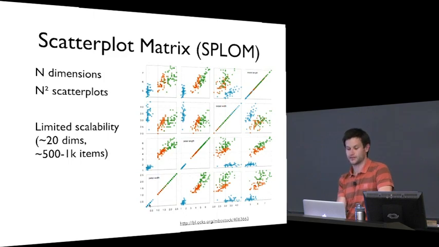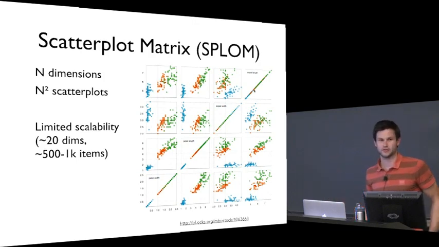And the diagonal is projecting, of course, the same dimension to itself, so A to A, and it doesn't give you a lot of information. So you could remove this as well. And what people do often in that case is to replace the plots along the diagonal with, for instance, the histograms that show you the distribution of this particular dimension.